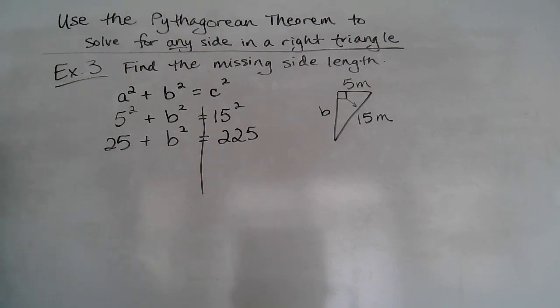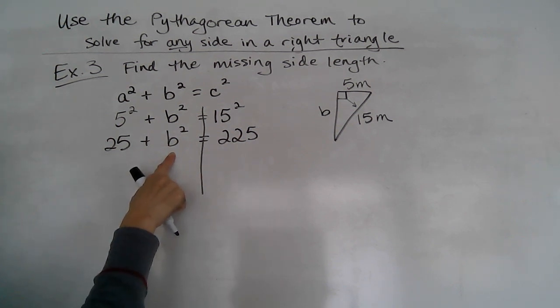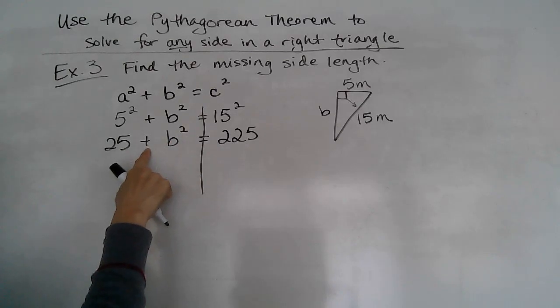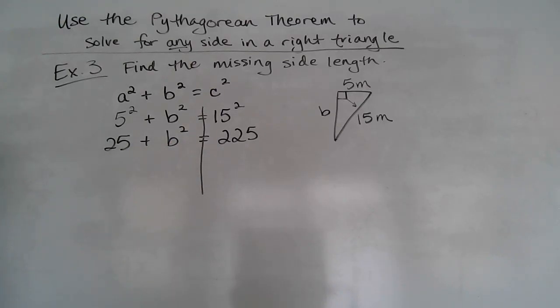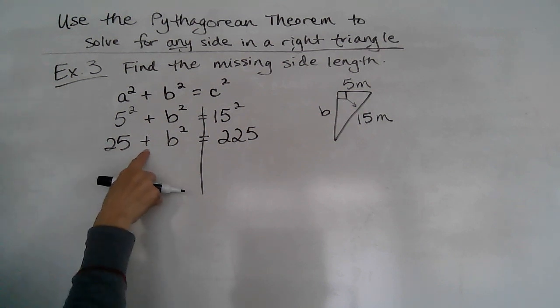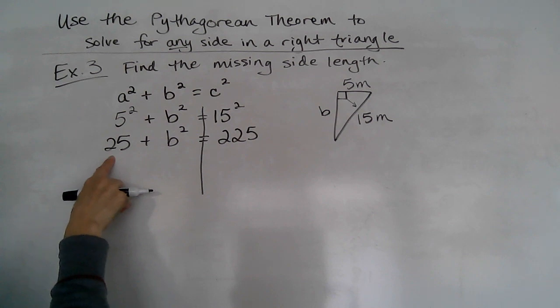All right, back to this. We want b alone. It's not alone. It's being squared. It's being added with 25. We're ready to solve. It's been simplified as far as possible. And when you solve, you work backwards to undo things. So we need to work backwards through the order of operations, which means we need to get rid of what is being added with b squared.